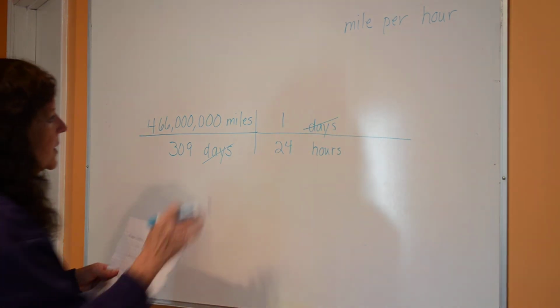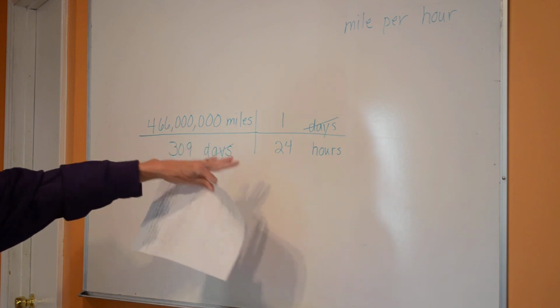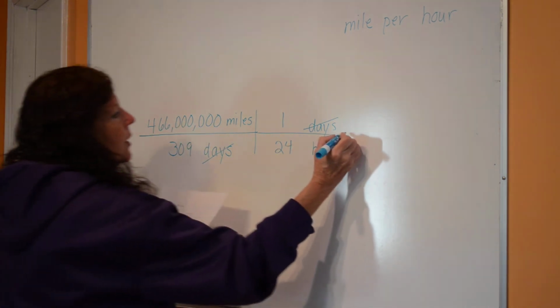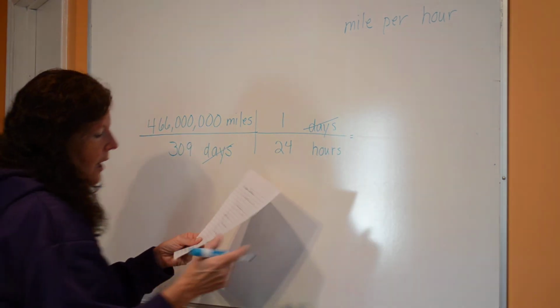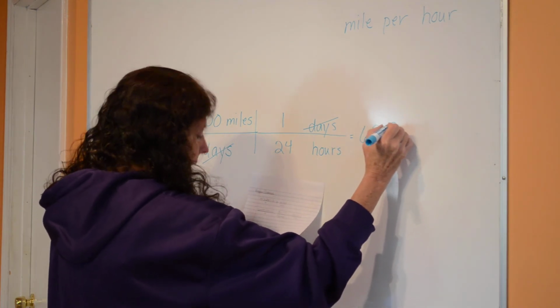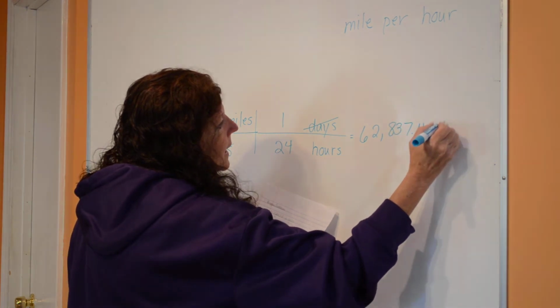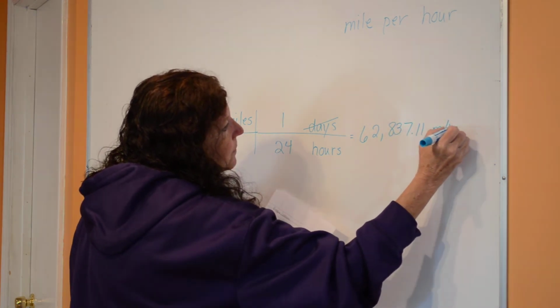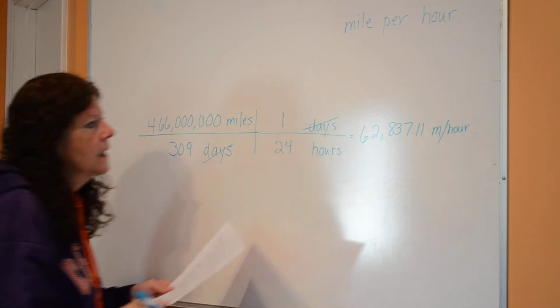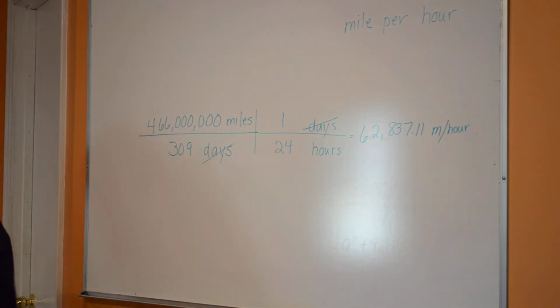So in order to do this problem, I know I'm going to have to take the 466 million and divide it by the 24, and you can use your calculator for that. 62,837.11 miles per hour. And that would be my final answer. All right, let's do another one of those.